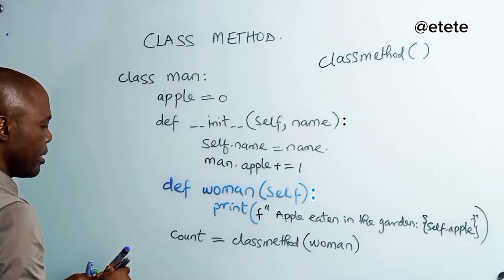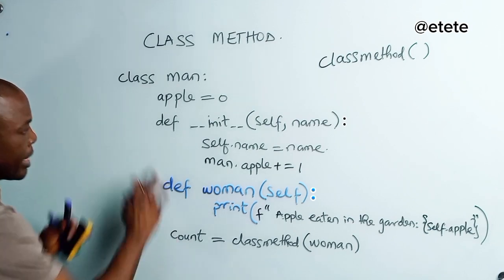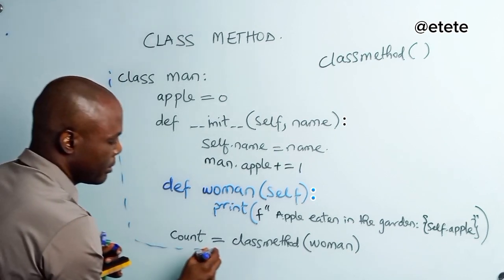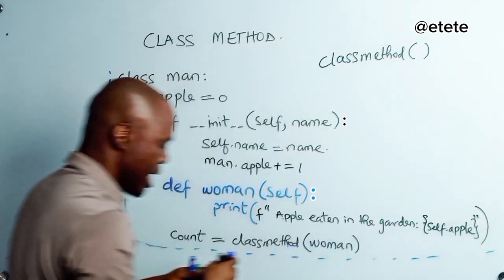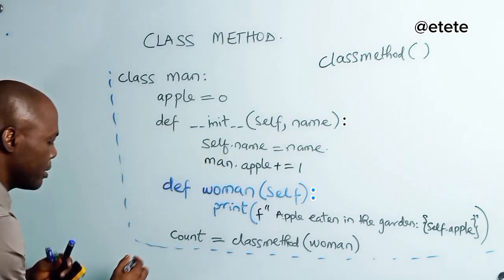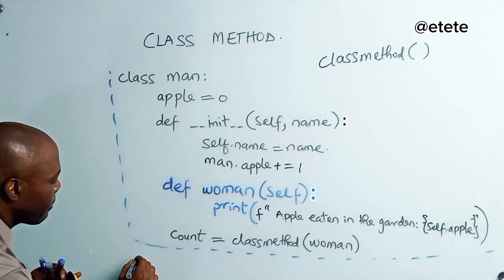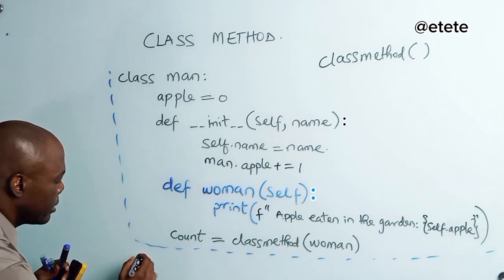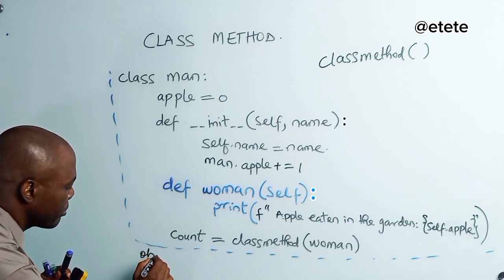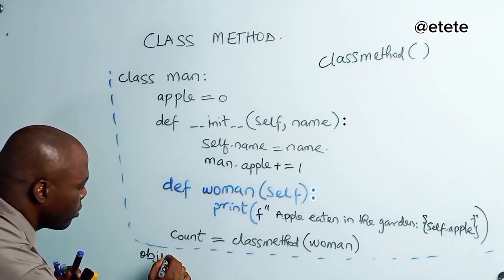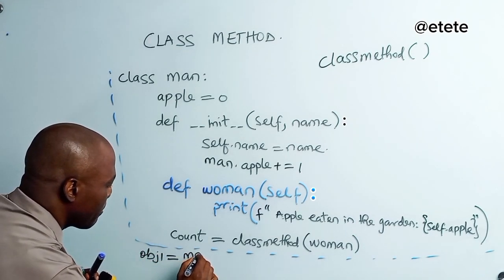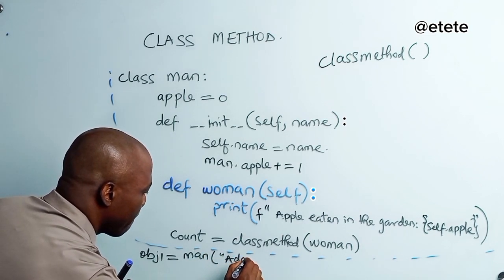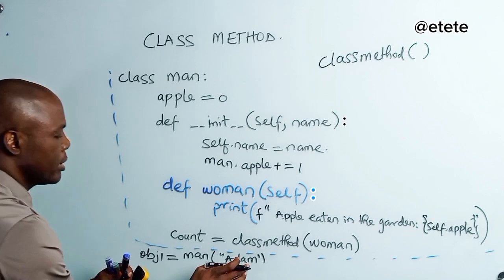Okay. But if I do this, let's instantiate this. I come here and I say, now this is my class. This is my class, right? I have created my class. I want to instantiate this class. If I come here and I say, sorry, I say object one, object one. Then I say man, and I give it the first one, Adam, right? And I close this.